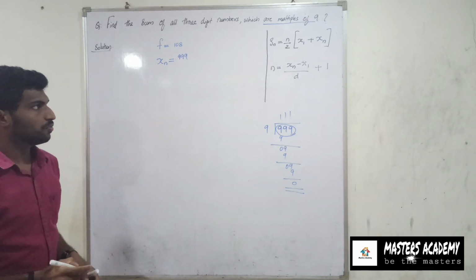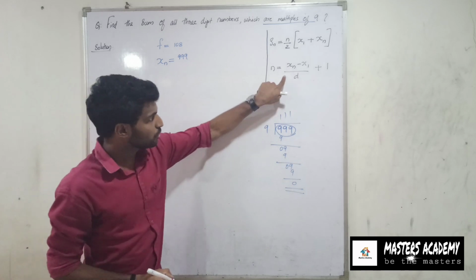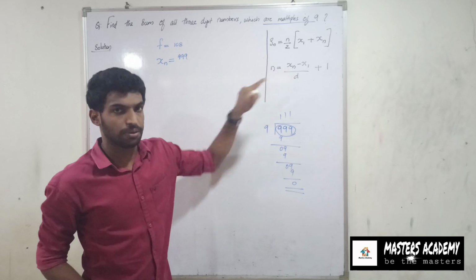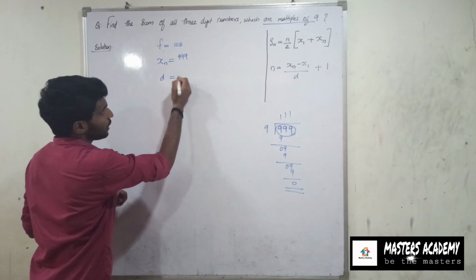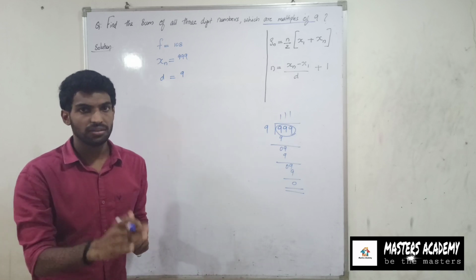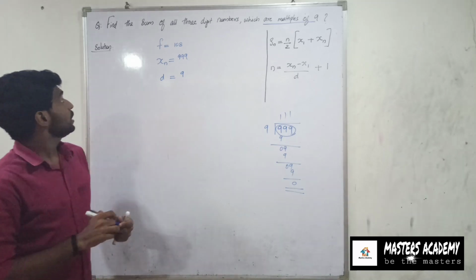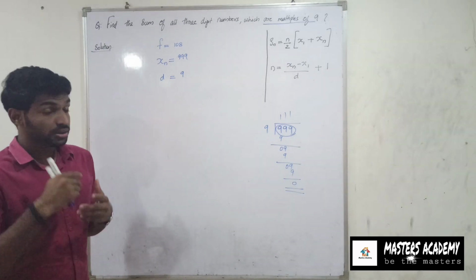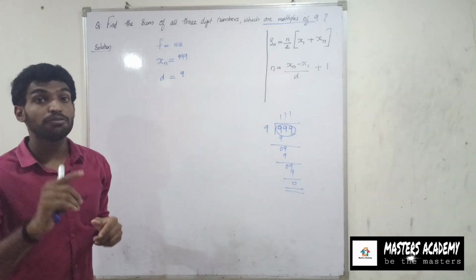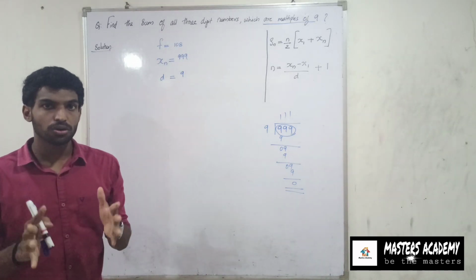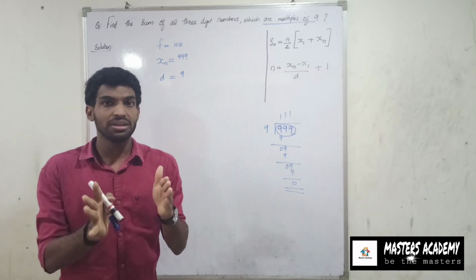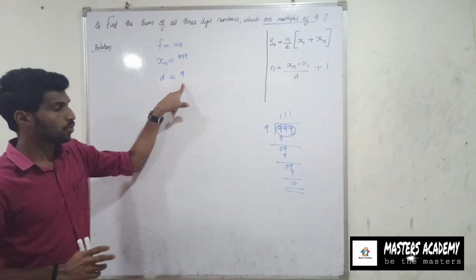Got it? Now we can write the common difference d. In this equation we want xn, x1, that is the first term, as well as d. So d is 9 itself. We know that if they ask for multiples of 9, then we can take d as 9. Or else, in the exam you may see this question this way also: find the sum of all 3-digit numbers which are divisible by 9. Both the questions are one and the same. Multiples as well as divisible, both have the same meaning. Understood? So here d equals 9.